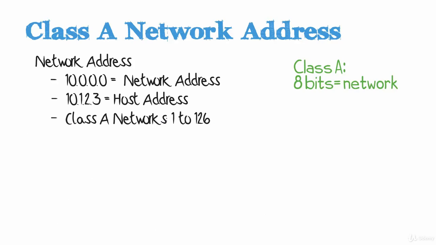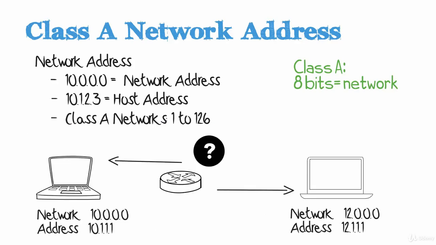So if a router, such as the one in this picture, receives traffic going to an IP address of 10.1.1.1, the router would know that the host is on network 10 because this is a Class A network. So in this case, it would route the traffic to the left-hand side. In the same way, if it receives traffic going to an address of 12.1.1.1, it knows that the host is on network 12, and it would therefore route the traffic to the right-hand side.